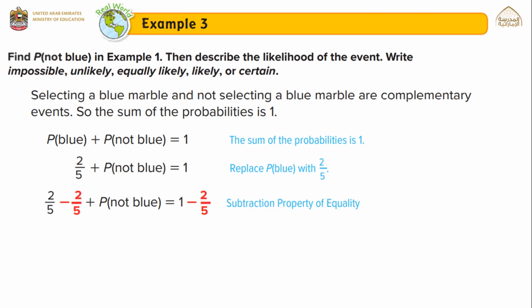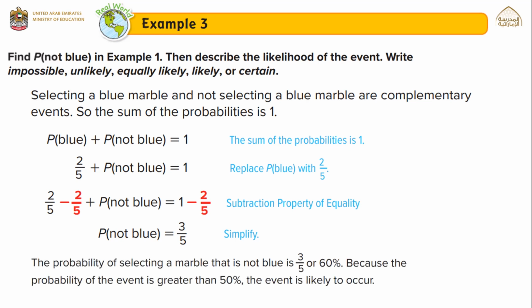Subtracting 2/5 from both sides isolates the probability of not blue. So the probability of not blue is 3/5 by simplification. The probability of selecting a marble that is not blue is 3/5, or 60%. Because the probability of the event is greater than 50%, the event is likely to occur.